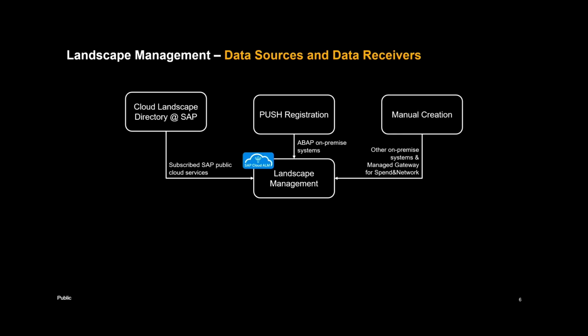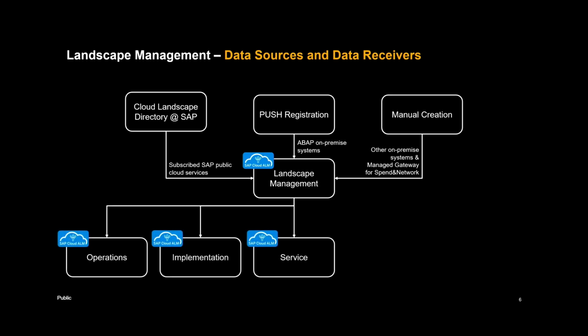Last but not least, we have the manual creation. We never recommend this for any cloud service that you could import automatically, but it is used for other on-premise systems like PI or the Cloud Connector, and also for the managed gateway for spend and network. For everybody who doesn't know what this is, it was formerly known as Ariba Cloud Integration Gateway. So this is still created manually.